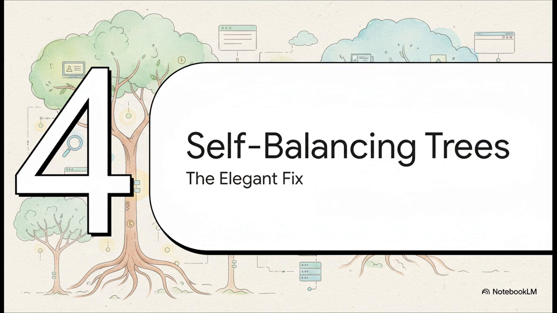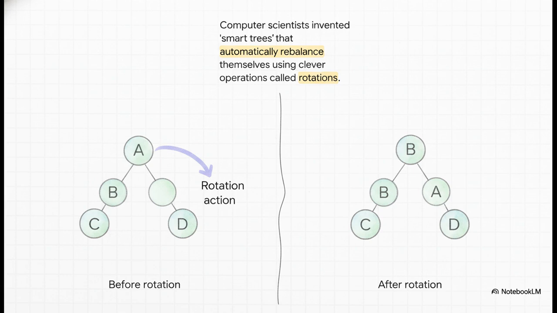Well, this is where computer scientists got really, really clever. They came up with something called self-balancing trees. You can think of them as smart trees. They actually pay attention to their own shape, and whenever they start to get too tall and skinny after you add or remove something, they perform these clever little shuffling operations called rotations to snap themselves back into a healthy, bushy, and, most importantly, balanced state.